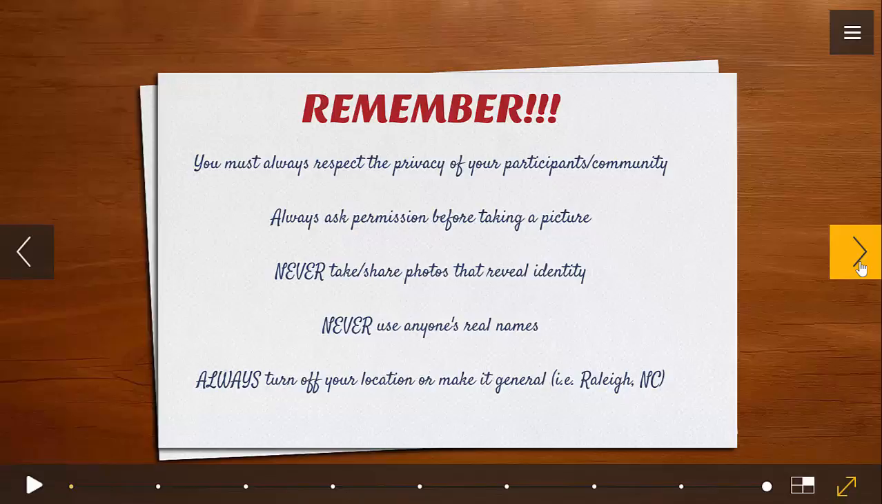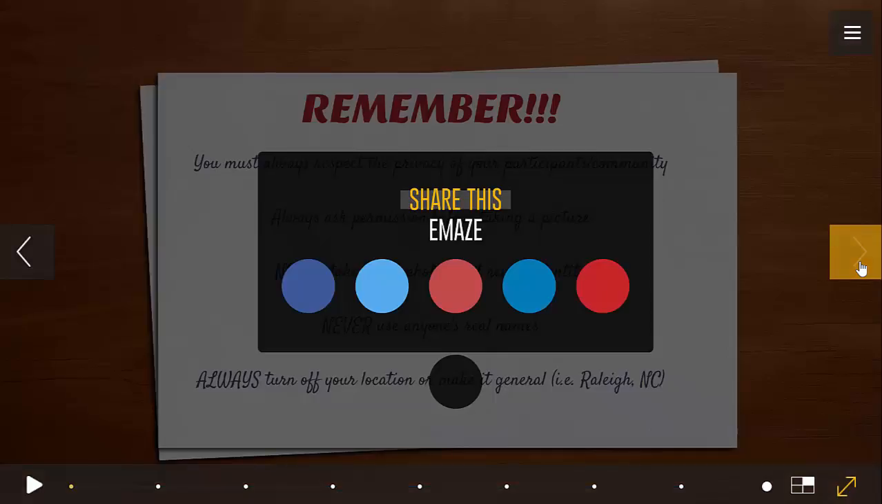And of course, never share photos that are revealing identity, particularly when working with minors. And don't use anyone's real names, obviously, right? And that goes for the location as well.